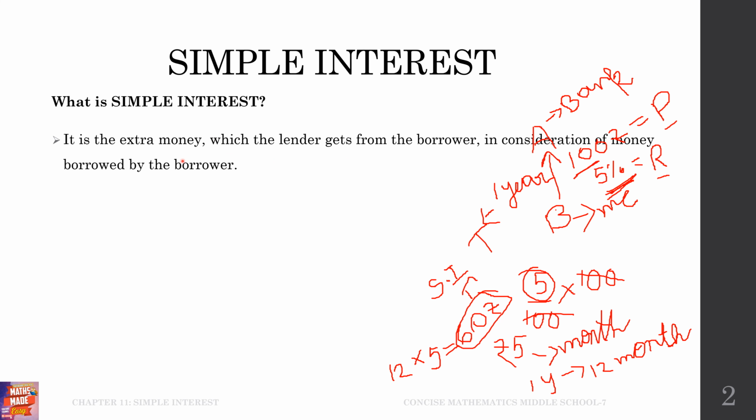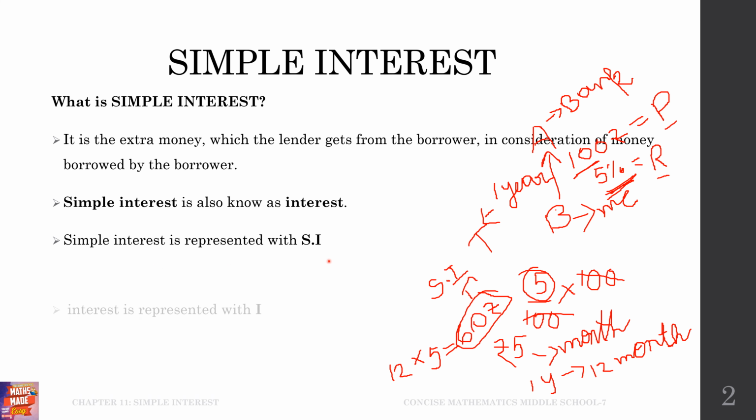It is the extra money which the lender gets from the borrower in consideration of the money borrowed by the borrower. That means if this money varies, if it becomes 1 lakh, then the interest will be higher. Right, children? So simple interest is also known as interest, and it is represented with SI, or interest is also represented with I. SI and I both are one and the same, children. I hope the simple interest is clear.